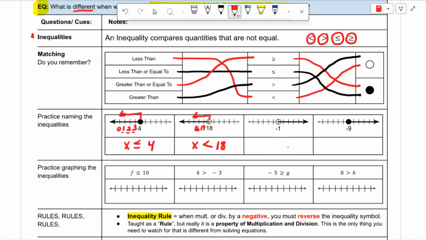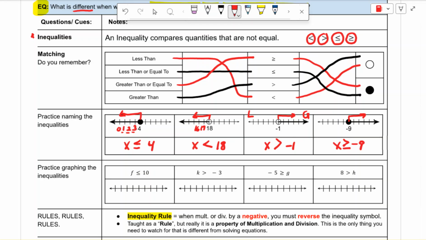Here we're talking about -1. We still need a variable of x. And it is an open point, but now the arrow is going to the right, and that is the greaters. Greaters over here, lessers over here. So x is greater than -1 with an open point. And finally, we're talking about -9, and it is a closed point, and it is also going greater. So x is greater than or equal to -9.